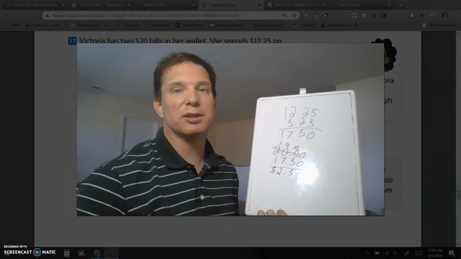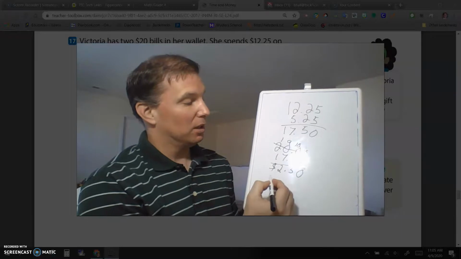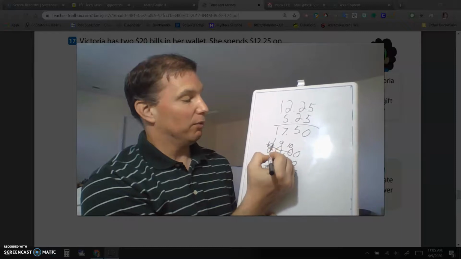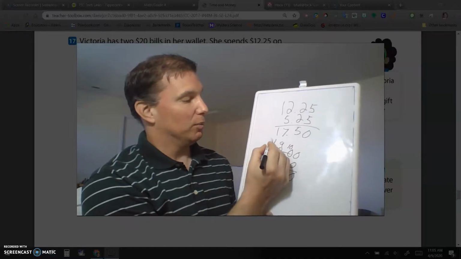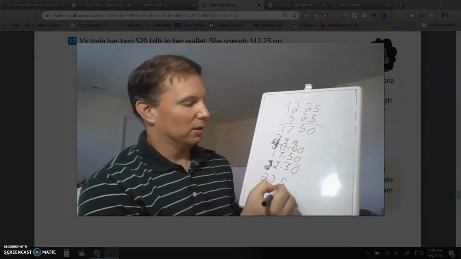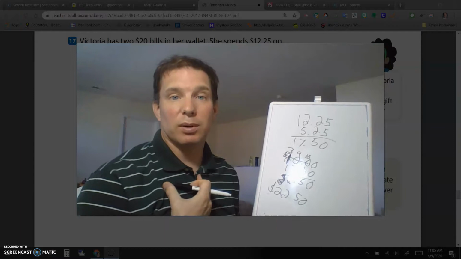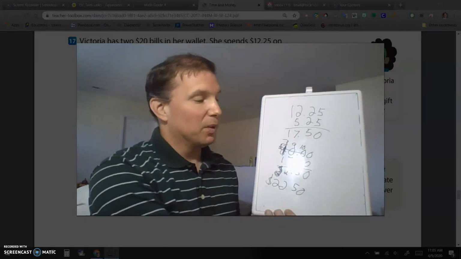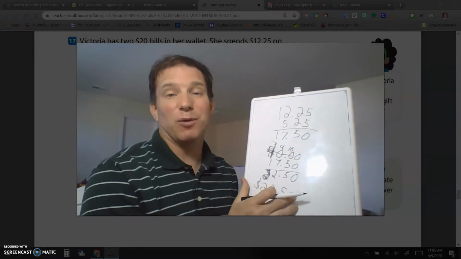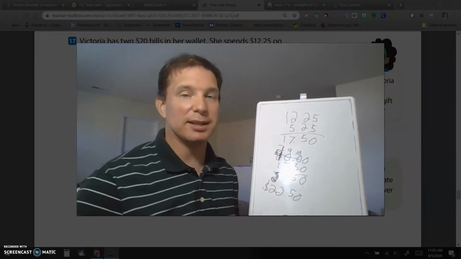Oh, she has two. There's the key. See, I'm reading it fast. She has two $20 bills. So really we should have subtracted this from 40. If we change that 2 to a 4, that would be $22.50. So you should have circled C. The way I was just quickly doing it, I would have probably circled A. Fortunately, the right answer steered me clear to notice that it is two $20 bills. But I'm sure you guys did not make the same mistake I did.